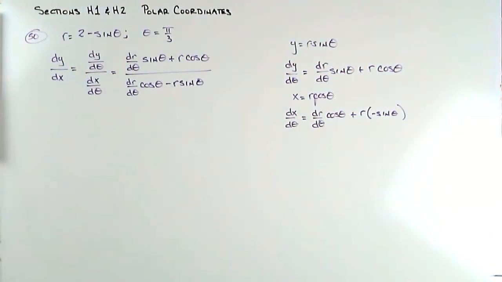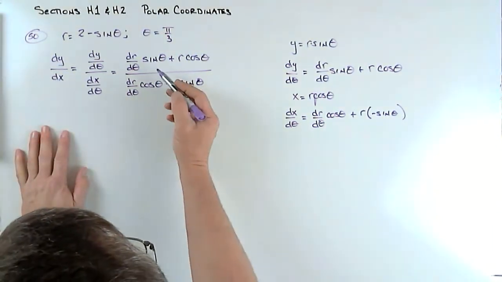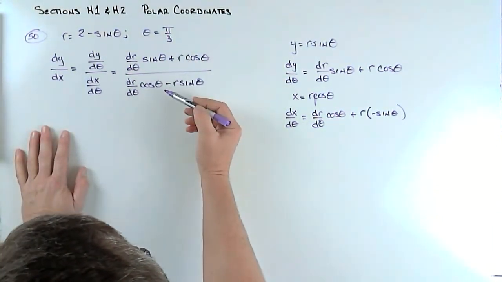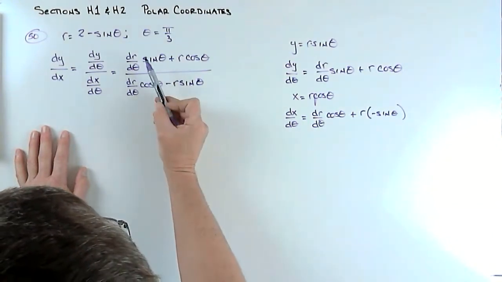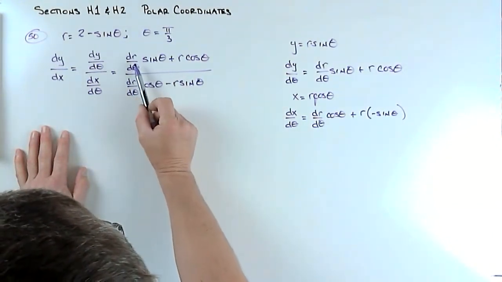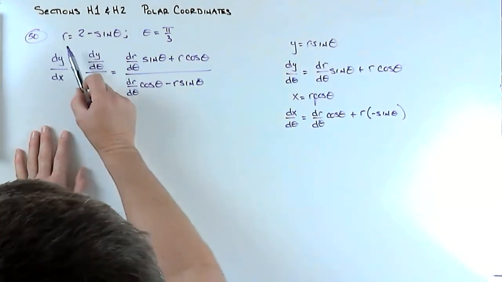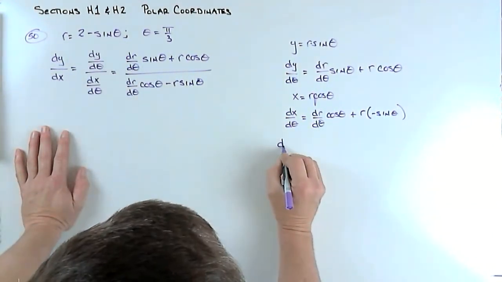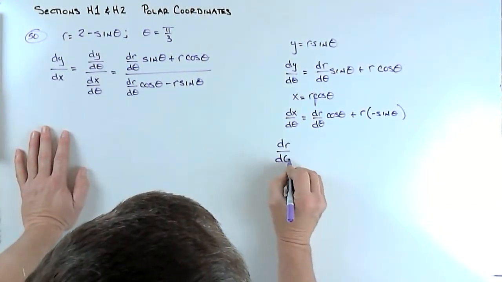So to do our tangent, which is what they asked us for in problem 50, they don't want the equation part of it, they just want the tangent line. So we're now going to plug in theta equals pi over 3. Now, here we have dr d theta. Here's r, so we're going to have to find that, right? So what is dr d theta?